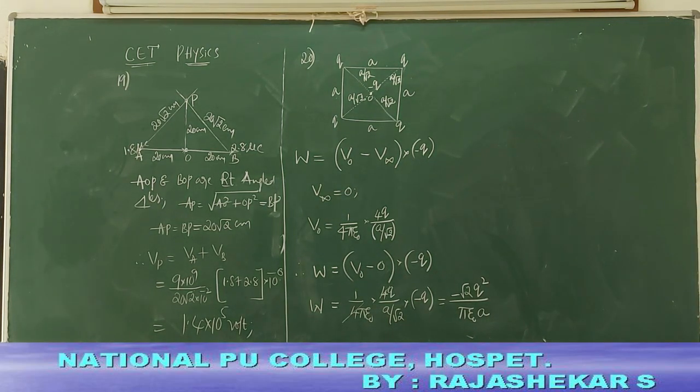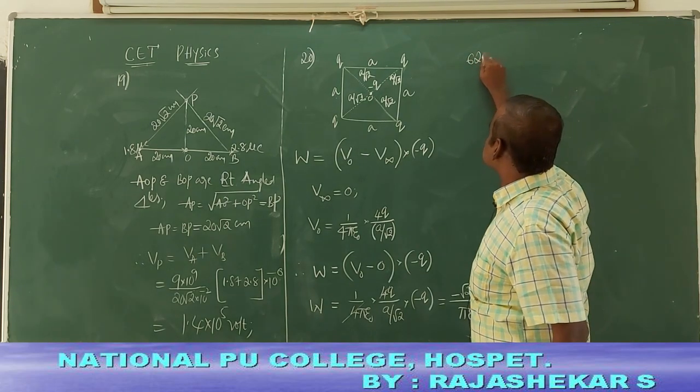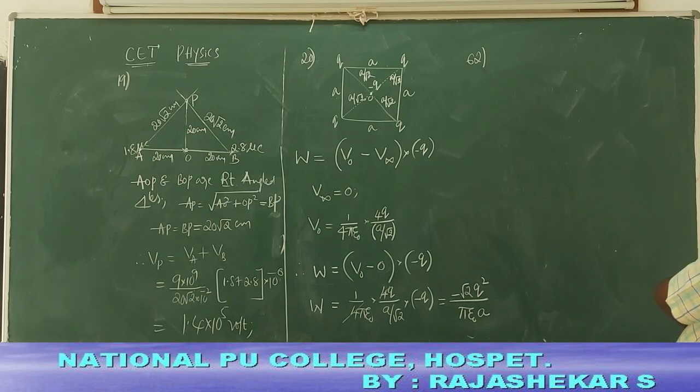Question number 62, look. A parallel plate capacitor of capacitance 5 microfarad and plate separation 6 centimeter is connected to a 1 volt battery and charged. A dielectric of dielectric constant 4 and thickness 4 centimeter is introduced between the plates of the capacitor. The additional charge that flows into the capacitor.